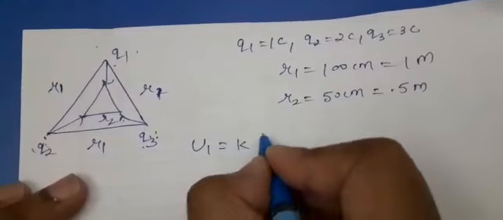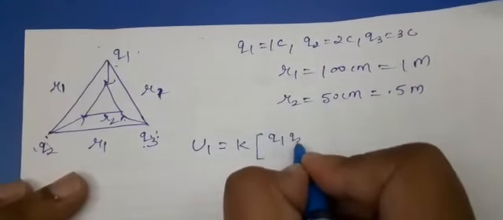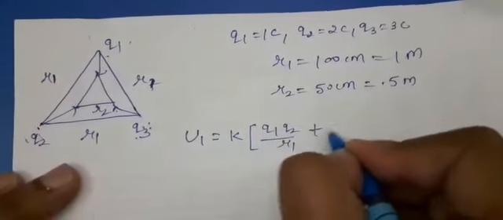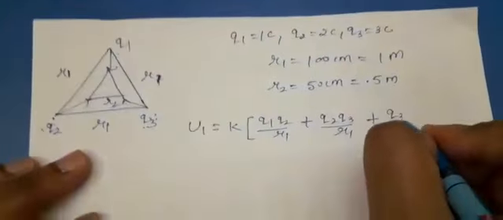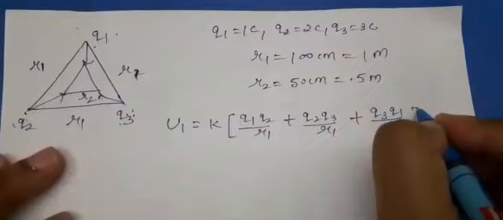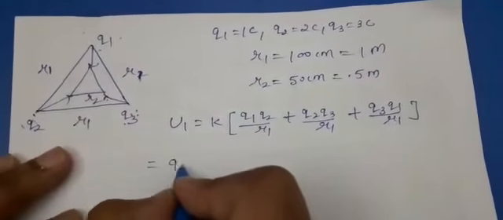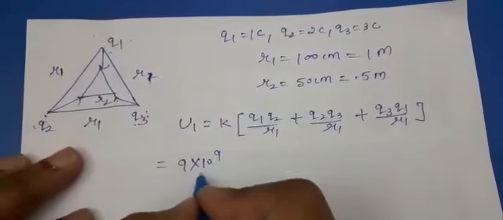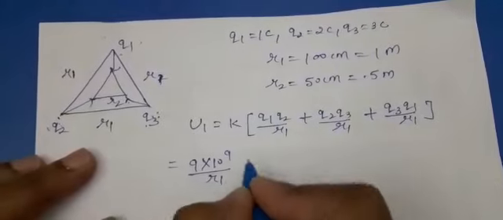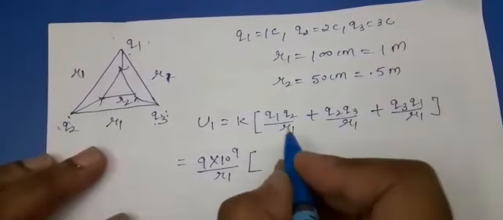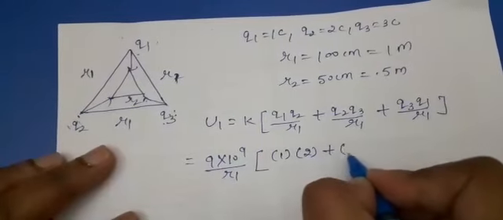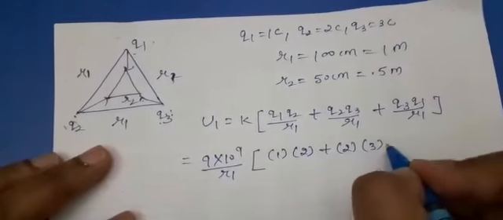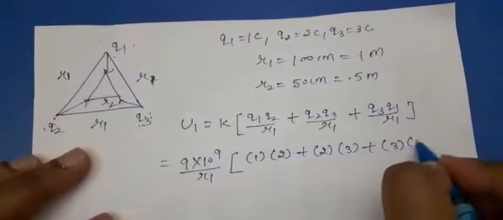So the first formula: K Q1 Q2 by R1 plus Q2 Q3 by R1 plus Q3 Q1 by R1. K value is 9 into 10 to the power 9 and R1 is common. We will substitute the values later on. The first charge is 1 coulomb, the second is 2 coulomb, the third is 3 coulomb, and then first is 1.